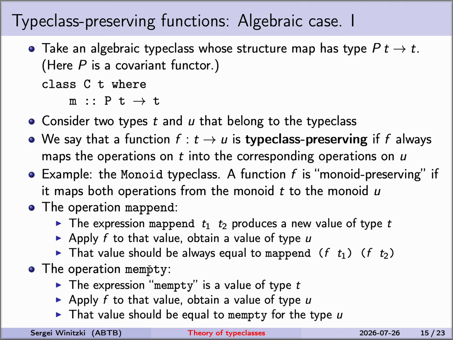Similarly with the operation mempty. So you can take mempty in the monoid t, apply f to that, you get a value of type u, and that should be equal to mempty of type u. So it is in this sense quite literally that f maps operation of type t into the operation of type u. But this is because the mempty has such a simple type. In a more complicated type, you have to substitute arguments and transform the results as well.